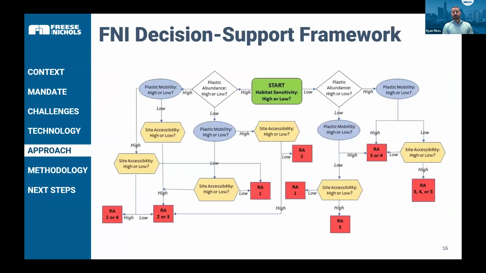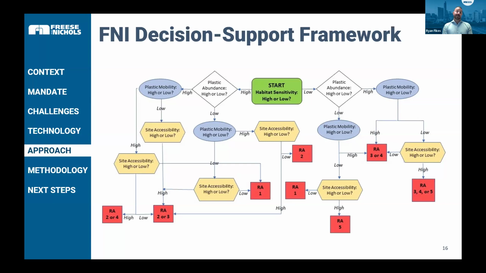And I do not expect you to be able to see all the words on this, but I just kind of wanted to show an example of some of the decision support frameworks that we've developed here at Freese and Nichols, because it's not just about whether plastics are present. It's about things like abundance, whether they're high or low, and give you prioritization mechanisms for tackling those, but also bringing in those mobility factors. So we prioritize areas that have a high mobility scoring. In other words, places where during a weather event, plastics are more likely to be redistributed around a system.